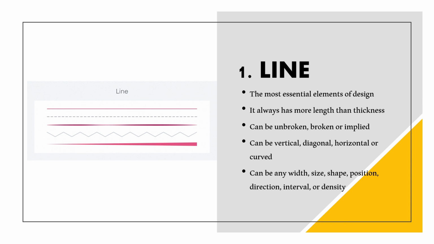So what is line? Often the starting point for all artistic expression, the line is one of the most essential elements of design. It always has more length than thickness and can be unbroken, broken, or implied. A line can be vertical, diagonal, horizontal, and even curved. It can be any width, size, shape, position, directional, interval, or density. Now, points create lines and lines create shapes. A line can have other elements like color, texture, and movement applied to it. Though basic in appearance, lines can control the viewer's thoughts and emotions and lead a viewer's eye through space.